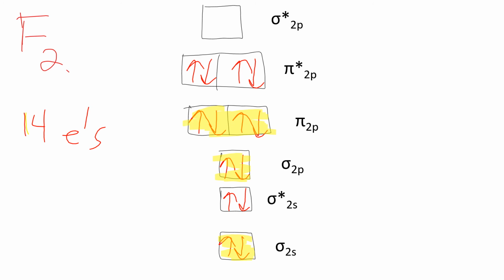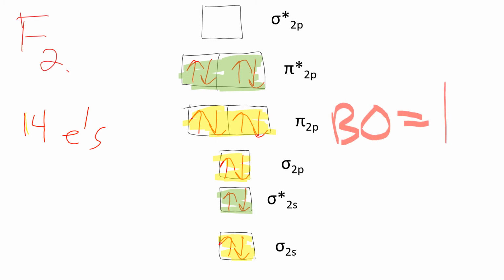Now we're looking for our anti-bonding electrons in those starred orbitals. 2 here, 2 here, and here are also anti-bonding orbitals. So in yellow we have our bonding, in green we have our anti-bonding. We would have 8 total bonding electrons minus 6 anti-bonding electrons. 8 minus 6 is 2. 2 divided by 2 is 1. So our bond order for this molecule would be 1.